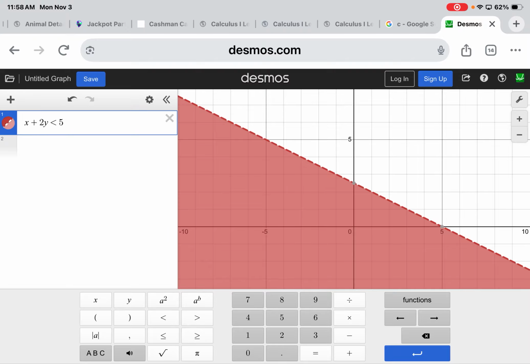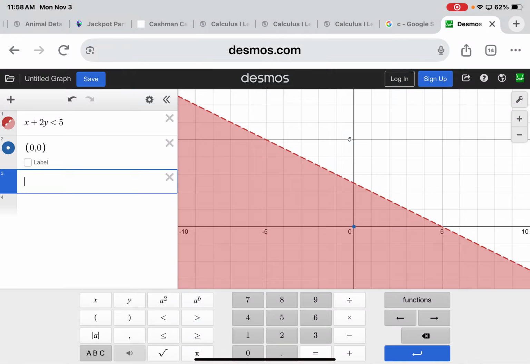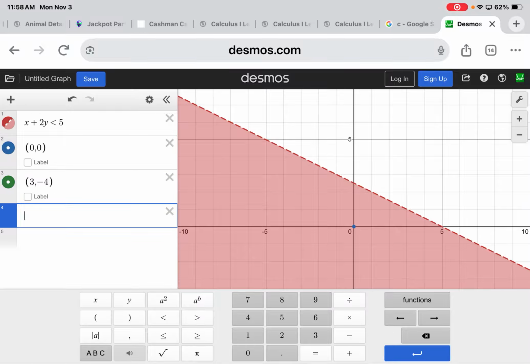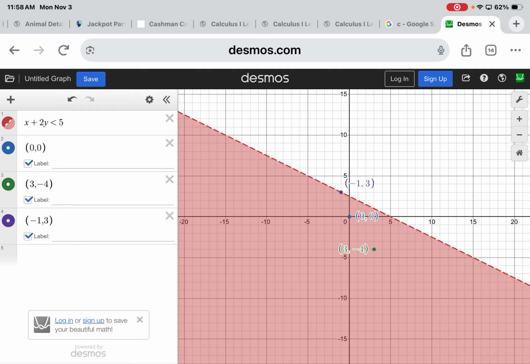Now here's how you could check to see if we were right. So in a new line, type in 0, 0. Another point we checked was 3, -4, so 3, -4. And then type in -1, 3. So those were all the points that we had done. And then you want to click label, so then a little point comes in.